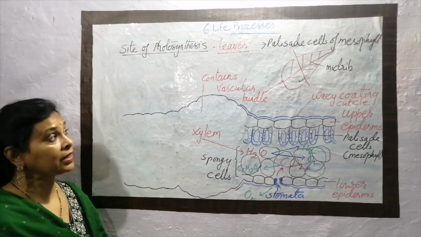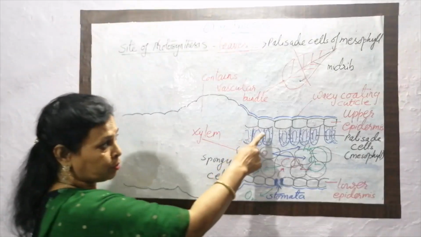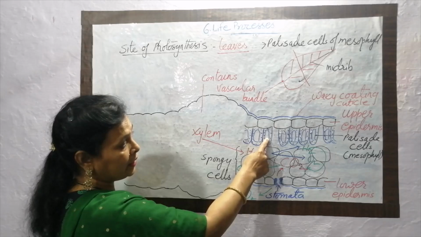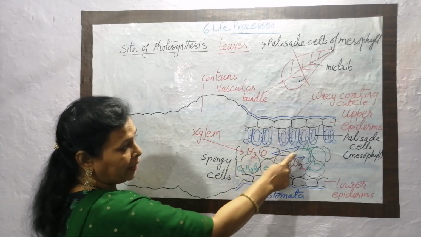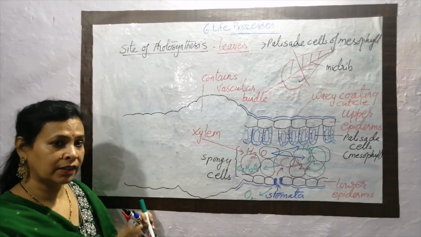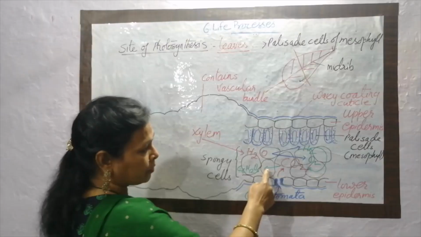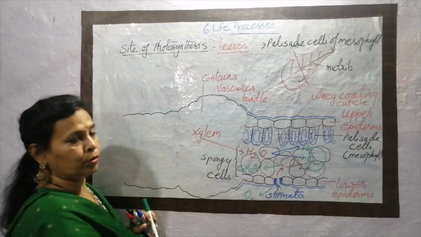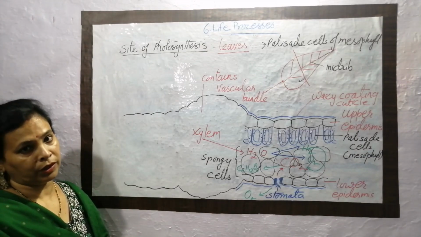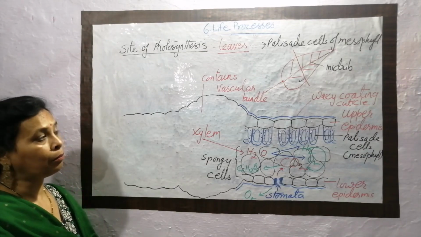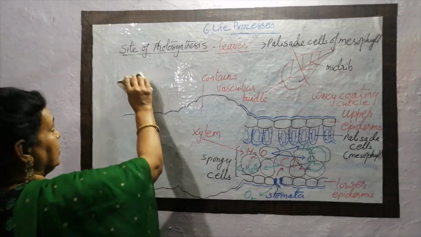The mechanism of photosynthesis concludes in three steps. First, absorption of light energy by palisade cell. Second, splitting of water by the light energy into hydrogen and oxygen. And third, hydrogen reduces carbon dioxide to form glucose and oxygen is liberated out in the process. So this is the complete explanation of the photosynthesis.